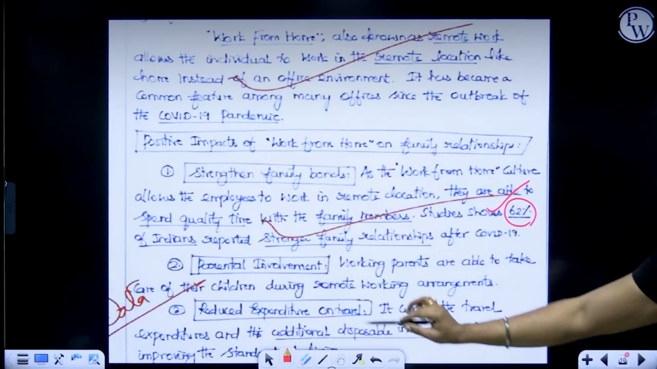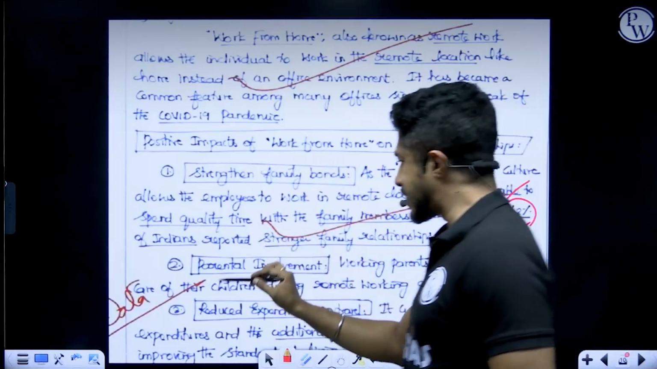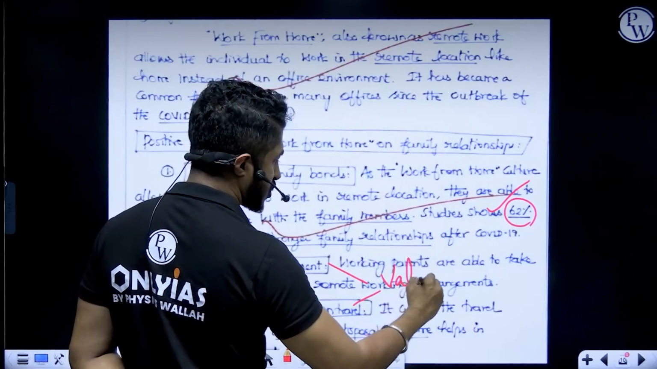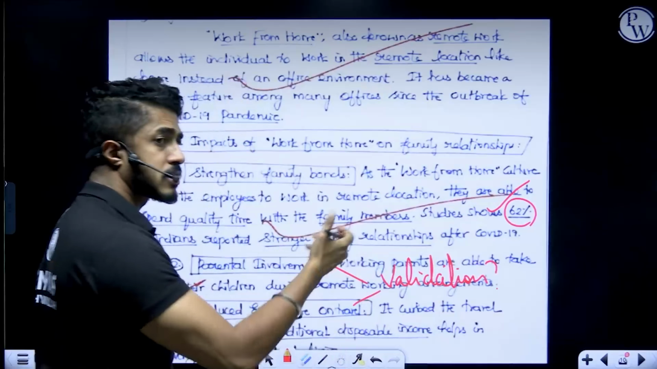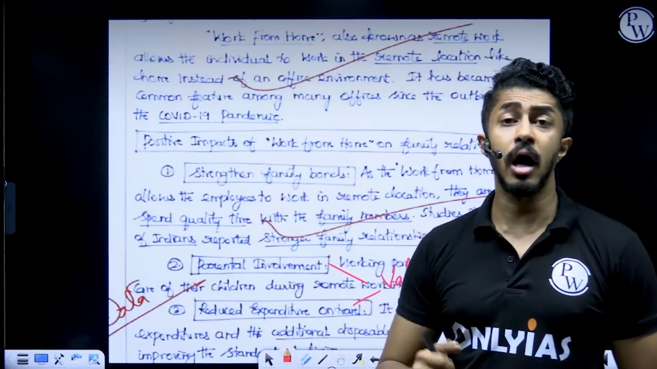Parental involvement, reduced expenditure on travel. For these two headings, if you see, there is no validation. Like, how did you come to this conclusion? From where did you get this data? Parental involvement is more or expenditure is less. How did you get to know?